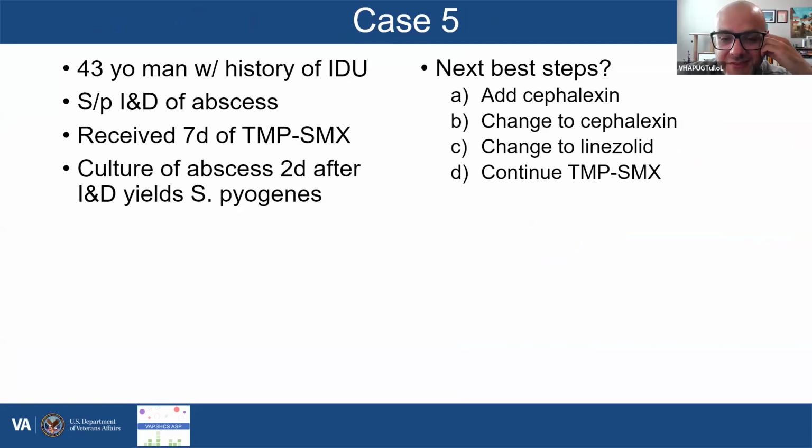So the next case, 43-year-old man with history of IV drug use. Is actually the same patient as before. They had their I&D of the abscess. They got 7 days of Bactrim. 2 days later, you get a call, their culture grew strep pyogenes or group A strep. What do you do? Do you add Keflex? Do you change to Keflex? Do you change to linezolid? Or do you continue Bactrim?